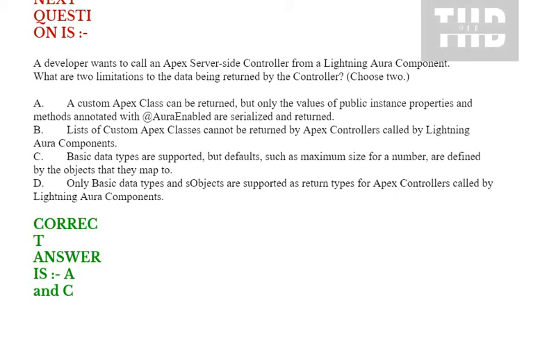Option B. A list of custom Apex classes cannot be returned by Apex controllers called by Lightning Aura components. Option C. Basic data types are supported by default, such as maximum size for a number is defined by the objects that they map to. Option D. Only basic data types and sObjects are supported as return types for Apex controllers called by Lightning Aura components. Correct answer is option A and option C.